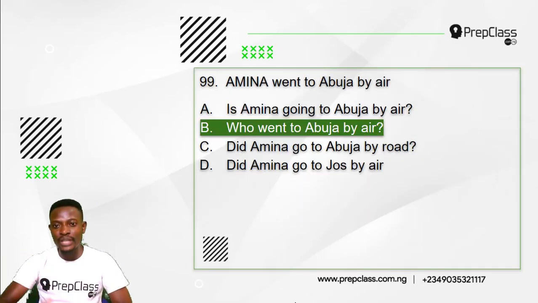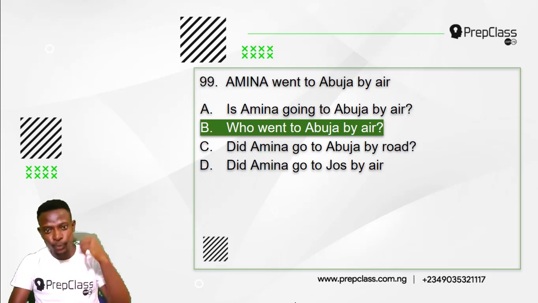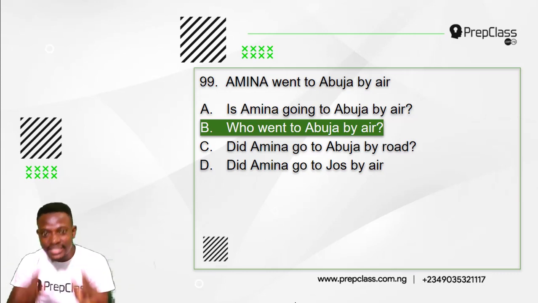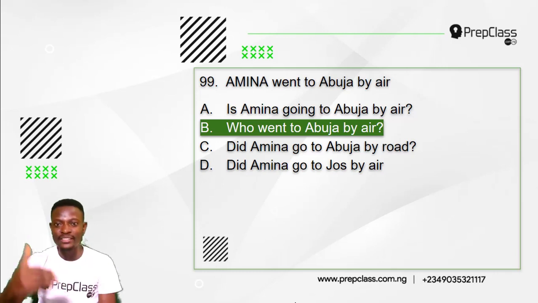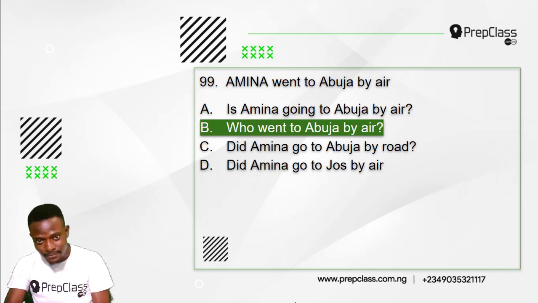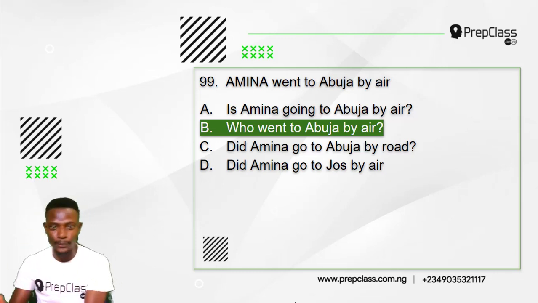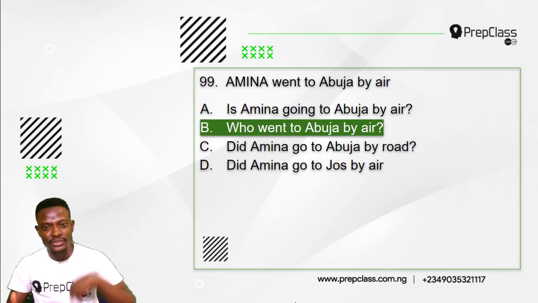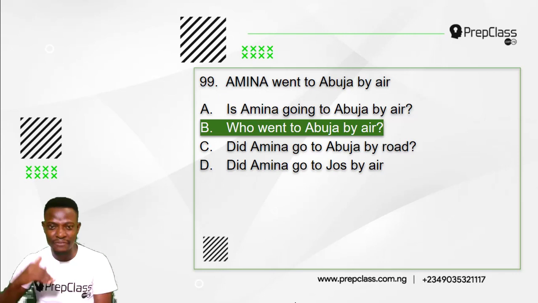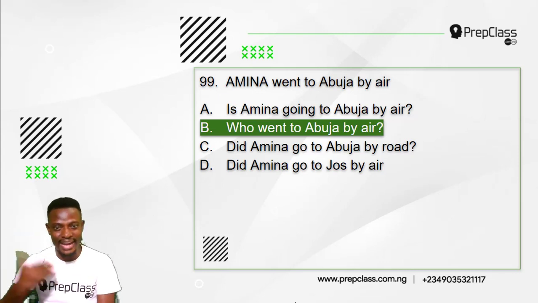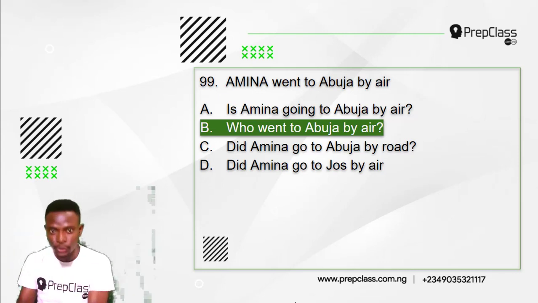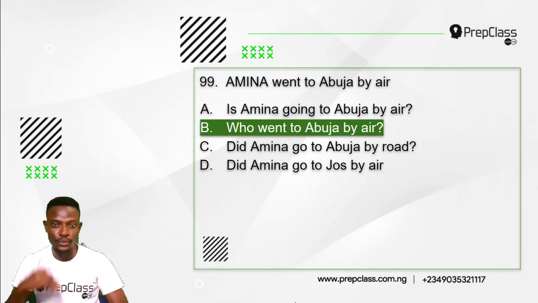Who went to Abuja by air? Now, the question will serve as the correct answer to this option. Amina went to Abuja by air. Also, looking at the other options, option A, C, and D, we have Amina. And remember, the first rule says that any option that has the emphasized word should not be chosen as the answer. So, going by this explanation, the answer to this question is option B.